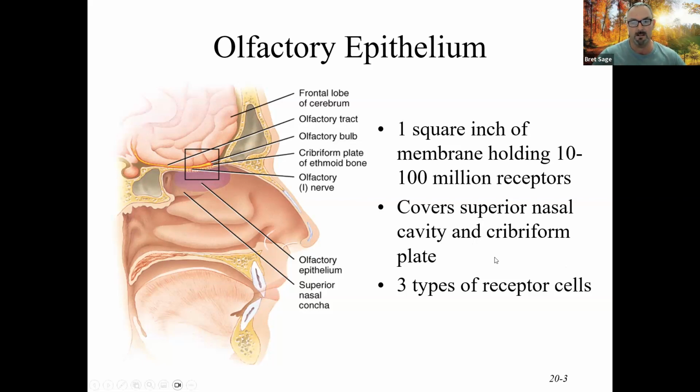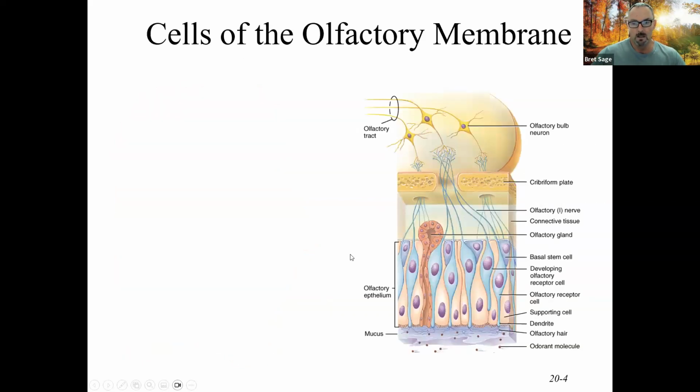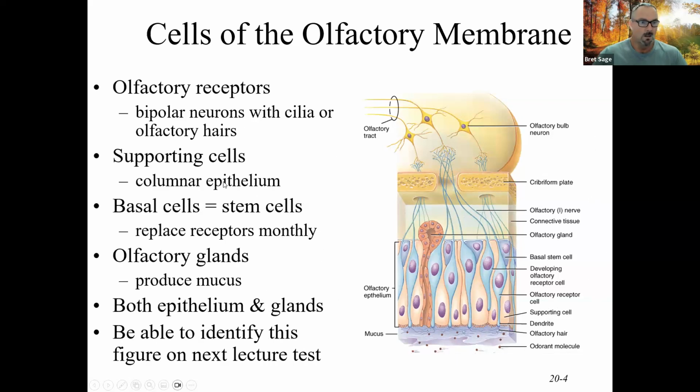There's 3 types of receptor cells found in the olfactory epithelium. So we can see some of these cells here. There's supporting cells, olfactory receptor cells, and basal stem cells. The first type is olfactory receptors. They're bipolar neurons with cilia or olfactory hairs. These are the ones that actually sense the molecules that are coming into your nasal cavity and transduce those chemicals into impulses to your brain, telling you what you smelled.